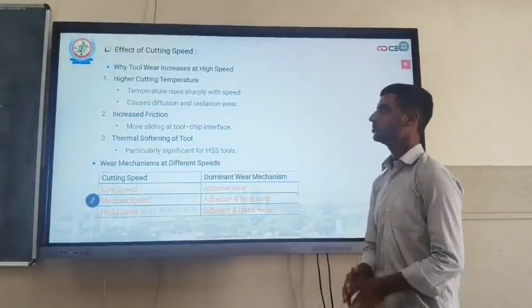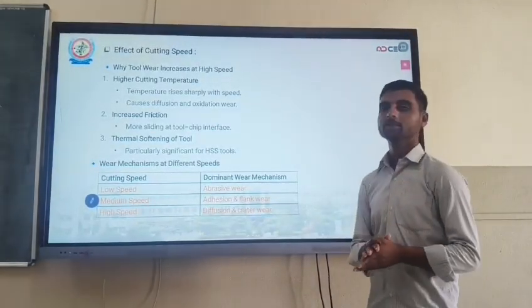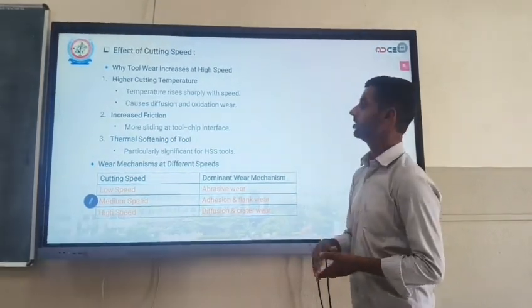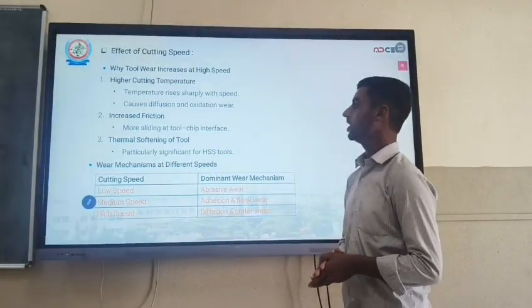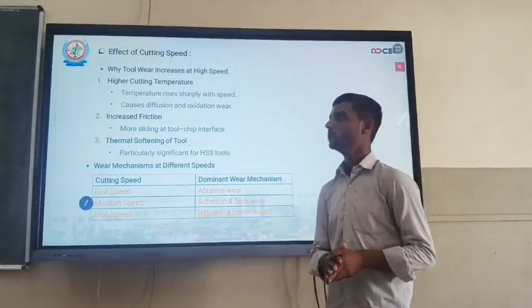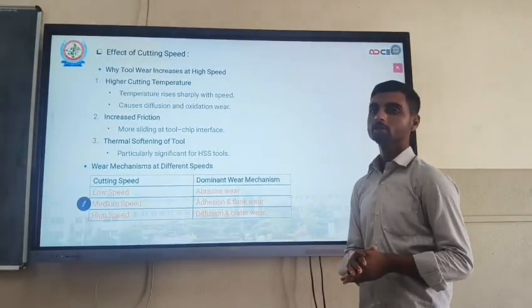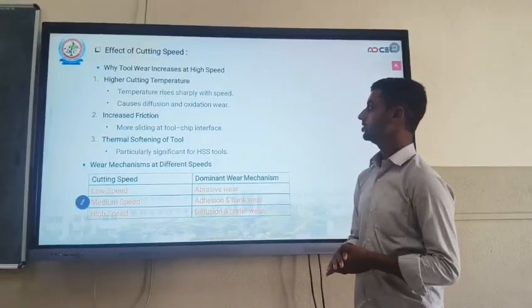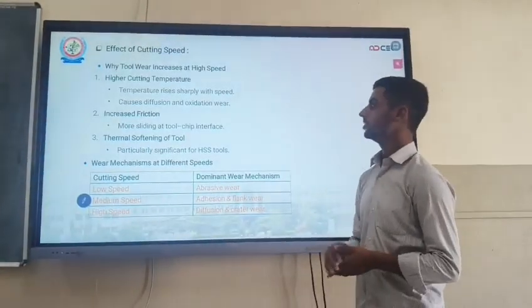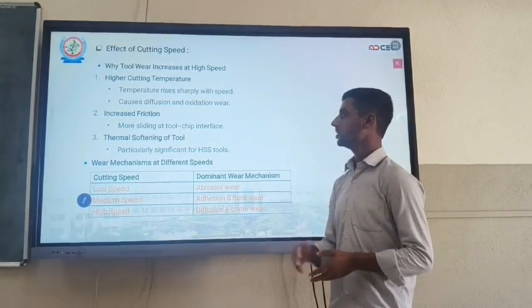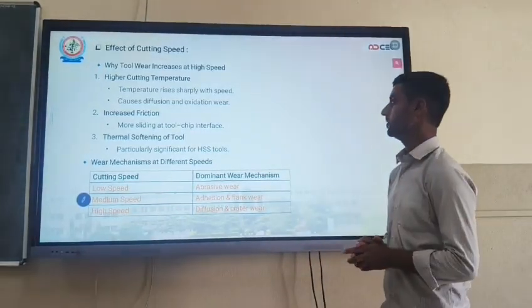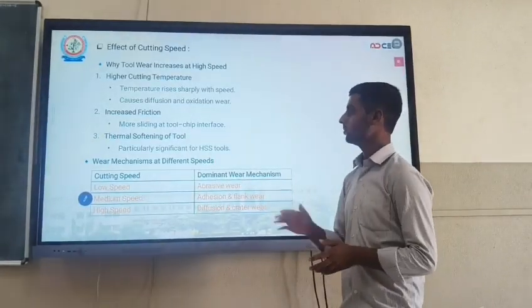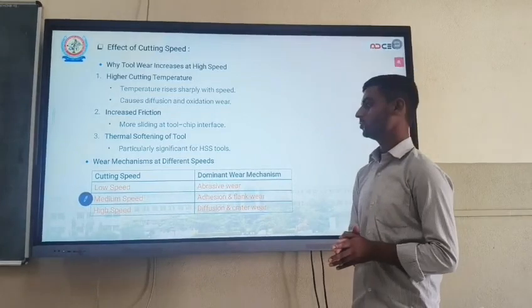Effect of cutting speed. Next: why does tool life decrease at high speed? First is higher cutting temperature, second is increased friction, and third is thermal softening of the tool. First, temperature rises sharply with speed and causes diffusion and oxidation wear. Second is increased friction, with more sliding and tool-chip interference. And third is thermal softening of the tool, particularly significant for HSS tools.